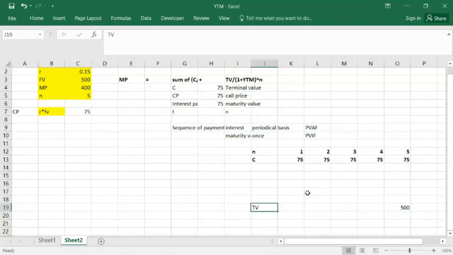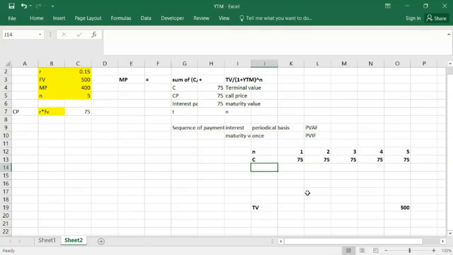Any clarification, wherever you have a problem or are not able to understand, just raise the query or ask the question. Okay. So this is the situation you need to understand. We are in the present. 1 year after, I will receive 75 rupees. After 5 years, I will receive the 500 rupee terminal value along with the accumulated interest. So the maturity benefit is the interest payment plus the terminal value, received together.